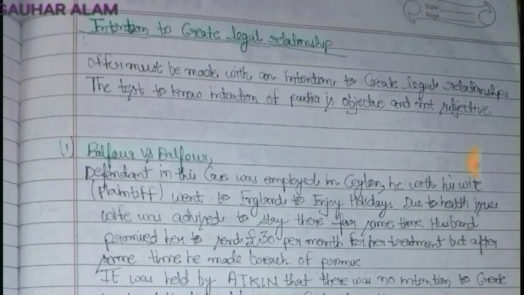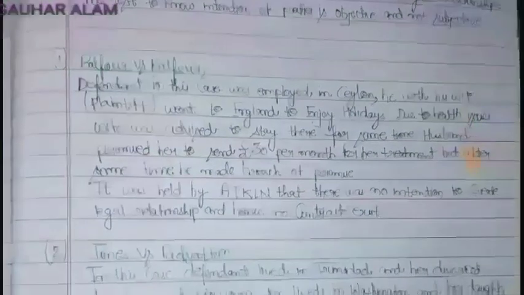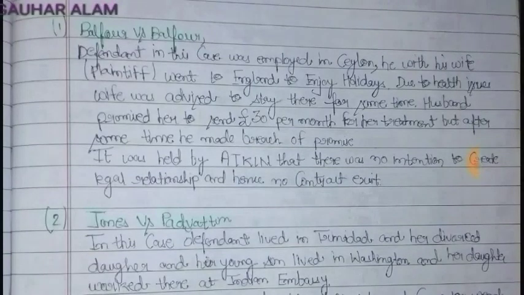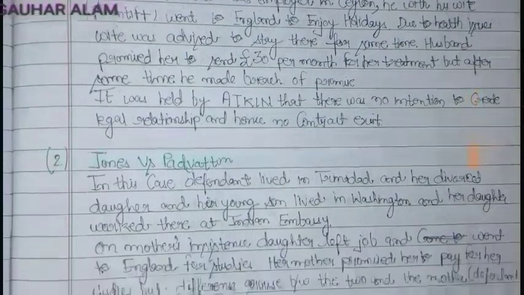The case of Balfour versus Balfour depicts this situation. In this case, the defendant, who lived in Ceylon, went to England to enjoy holidays with his wife. The wife, due to health reasons, was advised to stay in England. So the husband promised to pay his wife a sum of £30 per month, but after some time he stopped paying the money. It was held by Lord Atkin that there was no intention to create legal relationship, and hence no contract exists between them.